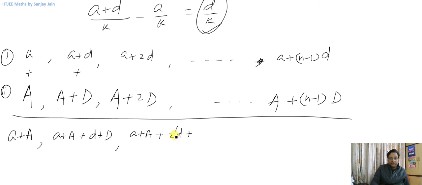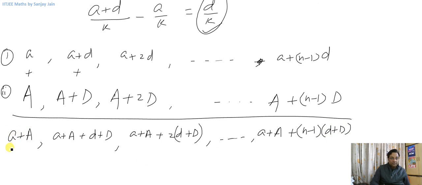So let me take 2 as common, so I'll write it like this. And what will be the nth term? It is A plus (n minus 1) can be taken as common, and we can write d plus D, right?